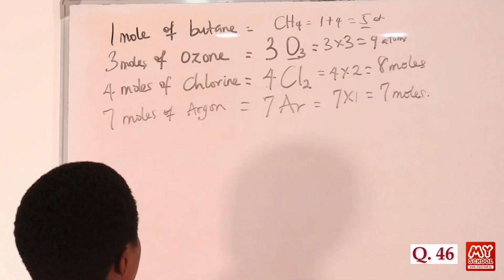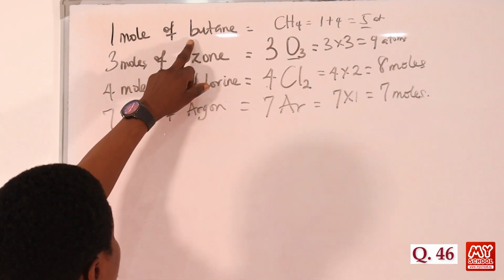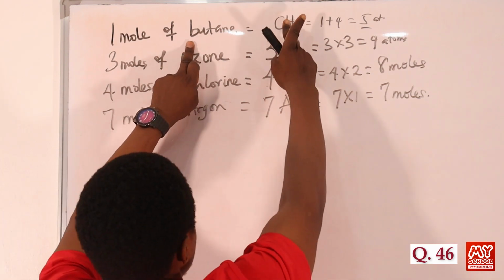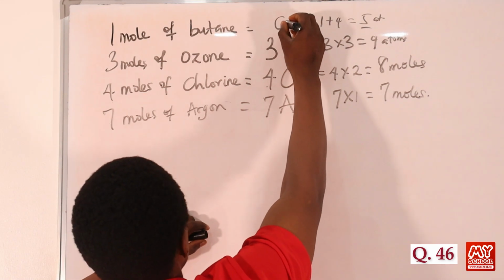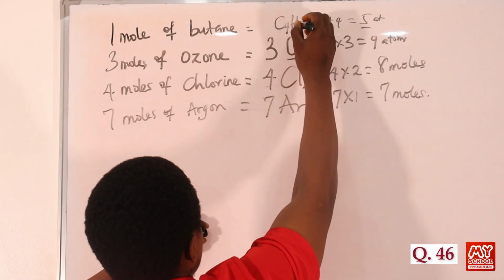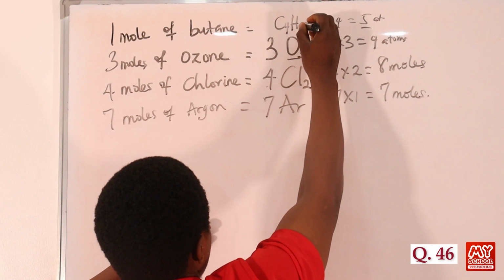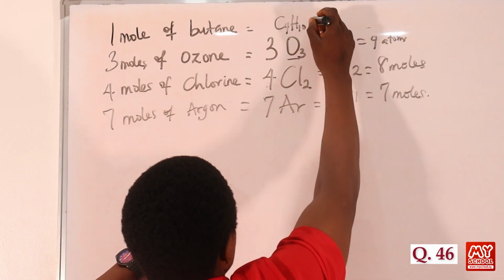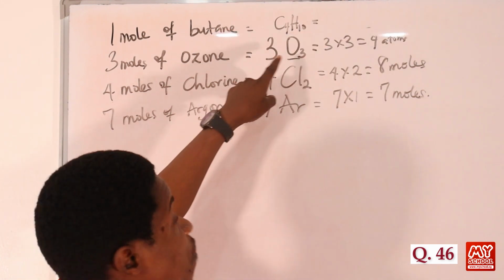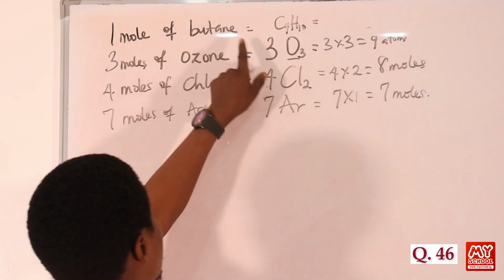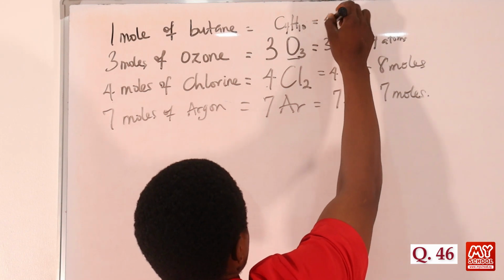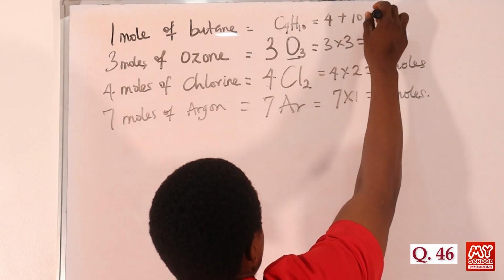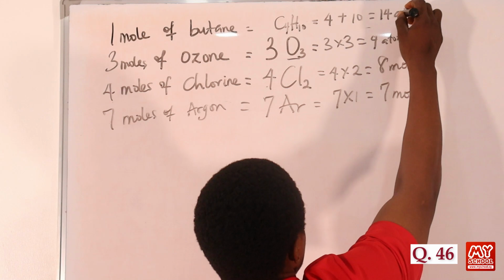So we have 1 mole of butane. Oh, sorry, let's correct this. This is methane; CH4 was actually for methane. Butane is actually C4H10, that's what butane is. So that is 4 of this plus 10. So that gives us 14 atoms.